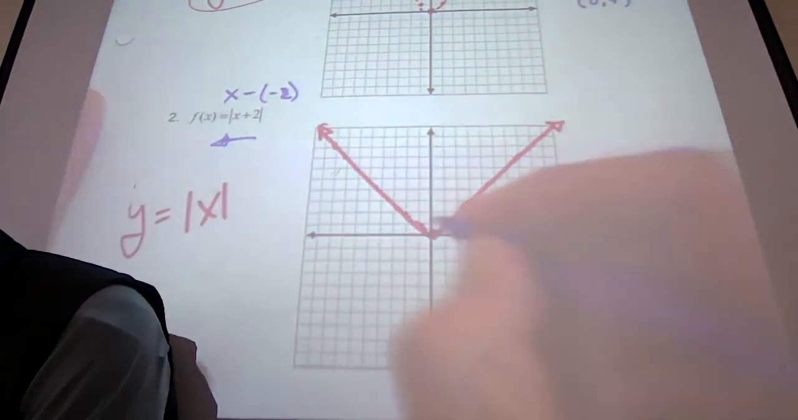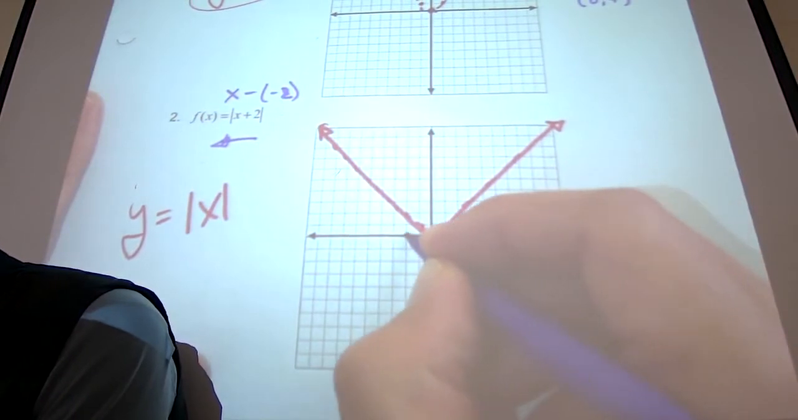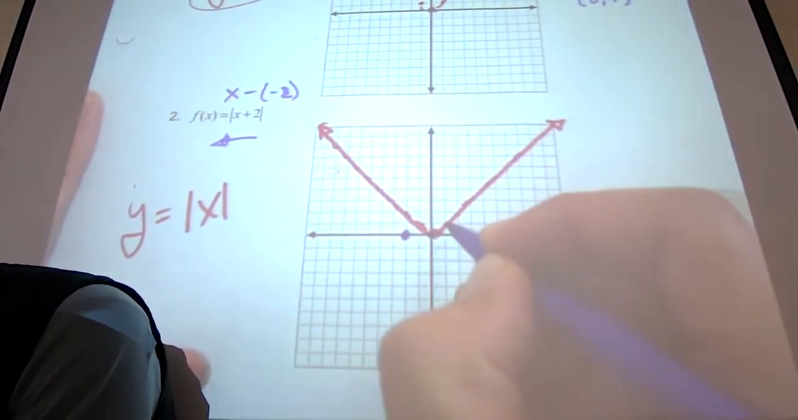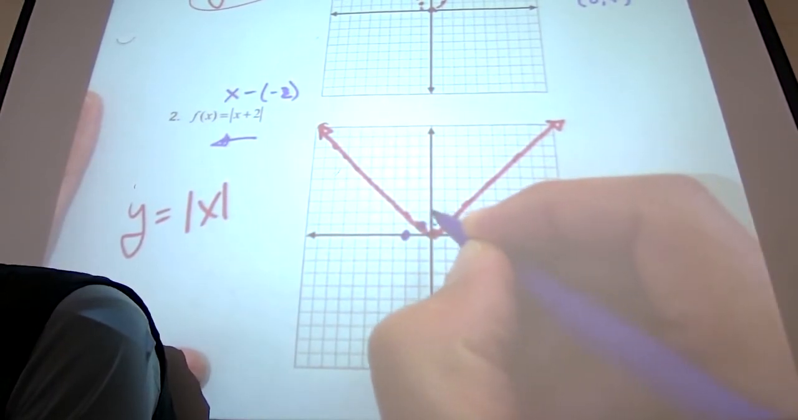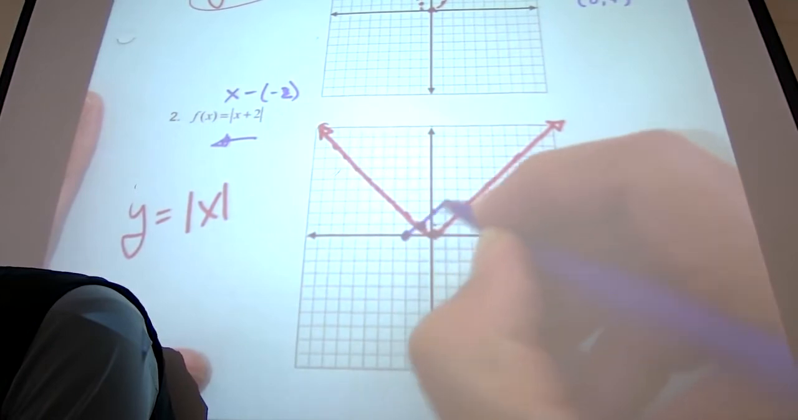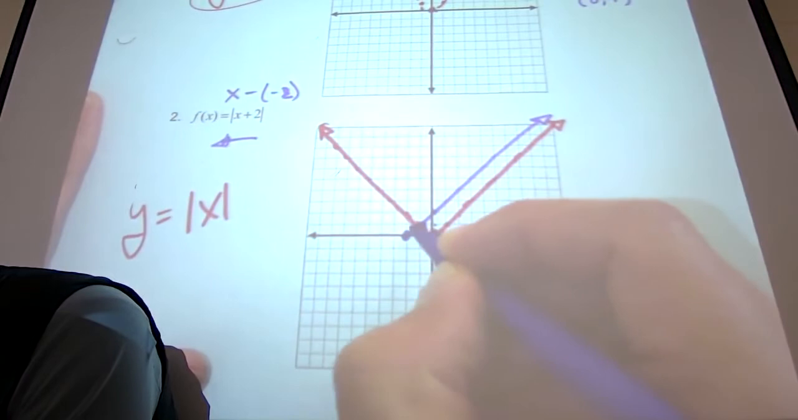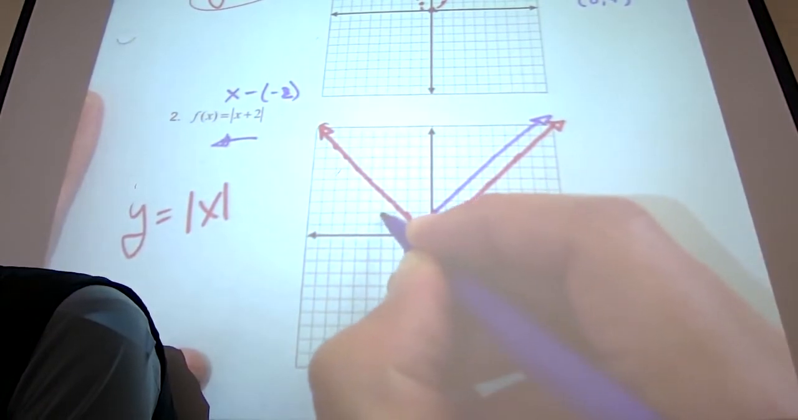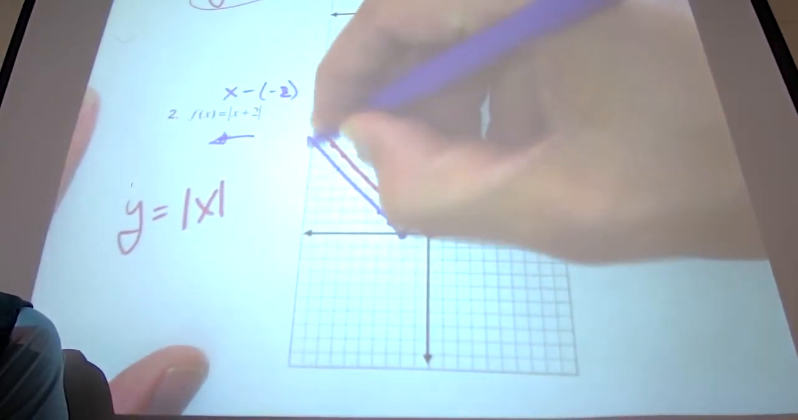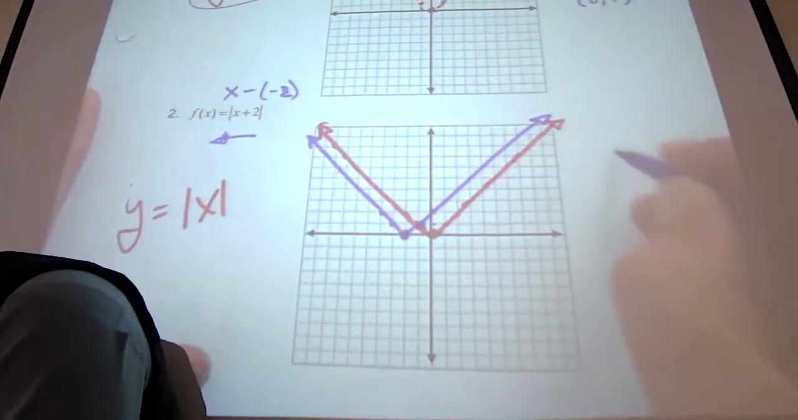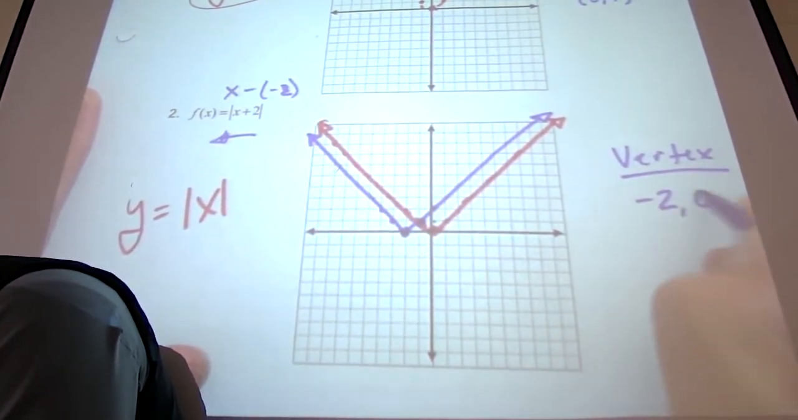So I'm going to take this guy, 0, 0. My vertex was at 0, 0. Now I'm going to shift it over 1, 2. And I'm going to graph everything 1, 2. Basically, everything is getting shifted 2 units. This guy goes 1, 2, right there. Now everything has been shifted 2 units to the left. Okay, so my new vertex was at 0, 0. It is now at -2, 0.